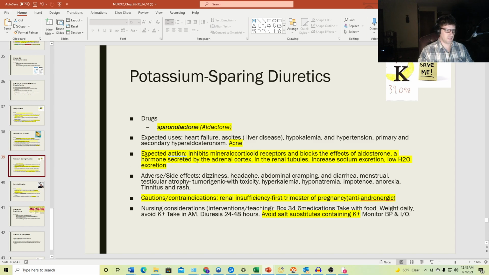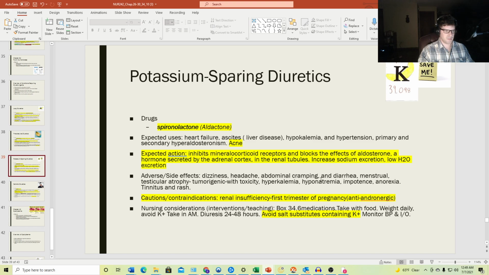So expected action: inhibits mineralocorticoid receptors and blocks the effects of aldosterone, a hormone secreted by the adrenal cortex in the renal tubules. Increases sodium excretion and low water excretion. So again, it inhibits mineralocorticoid receptors and blocks the effects of aldosterone. Increased sodium excretion, low water excretion.